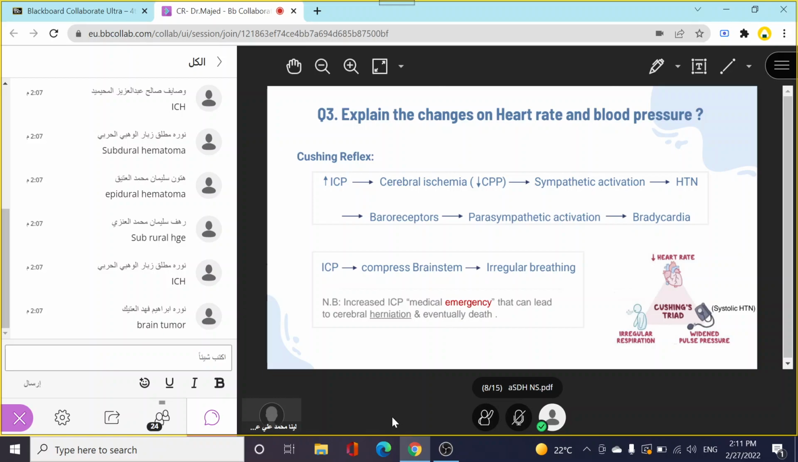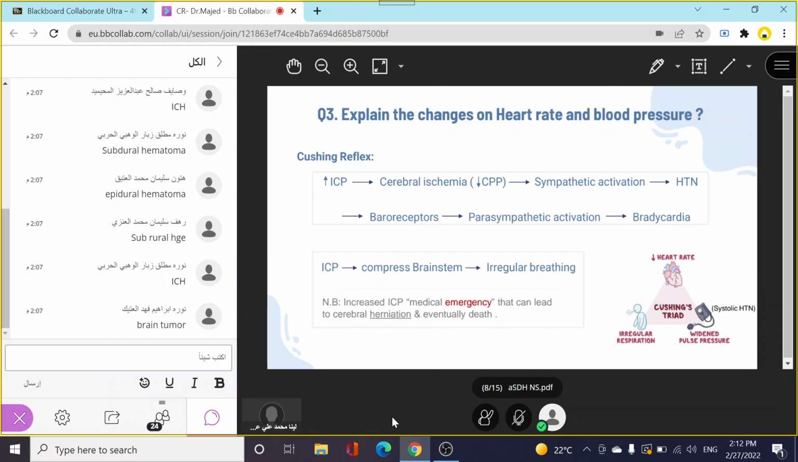And the hypertension will stimulate the baroreceptors present in the carotid and the aortic arch, which will lead to parasympathetic activation, and so the patient will develop bradycardia. And the continuous increase in the intracranial pressure and hypertension also will lead to compression of the brainstem that contains the respiratory center, and so the patient will develop irregular breathing. So as a conclusion, the increased intracranial pressure will lead to something called the Cushing triad, which is composed of bradycardia, systolic hypertension, and irregular breathing. Irregular breathing is also called Cheyne-Stokes respiration.